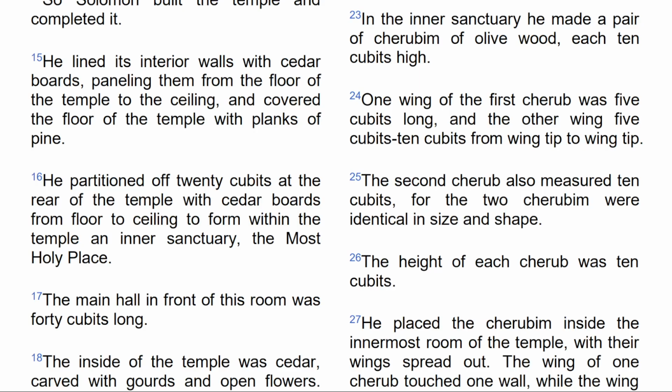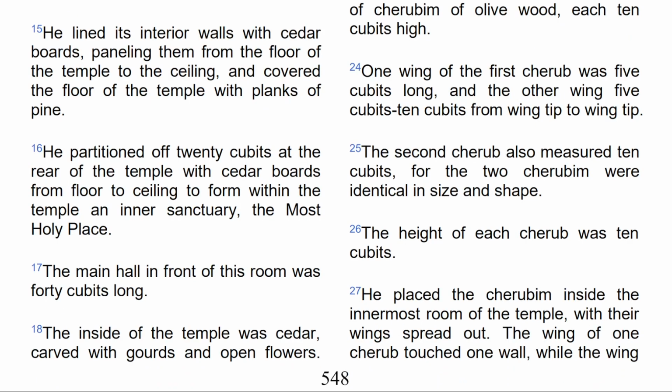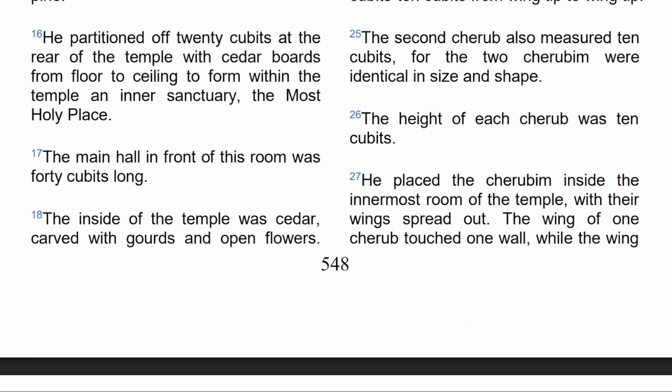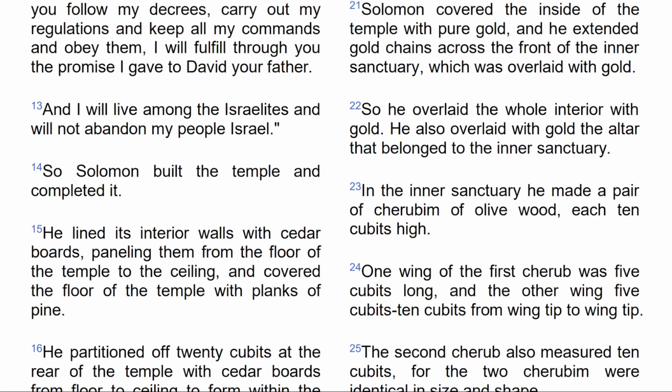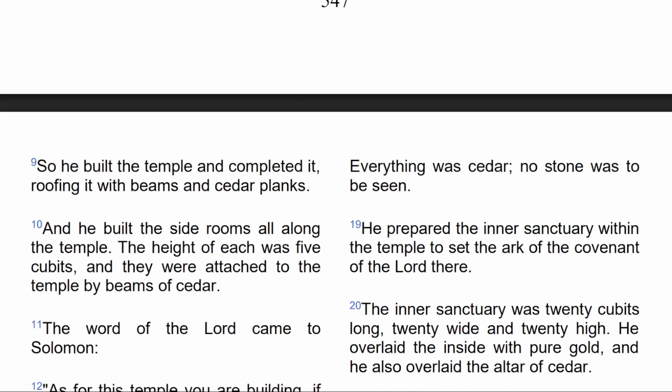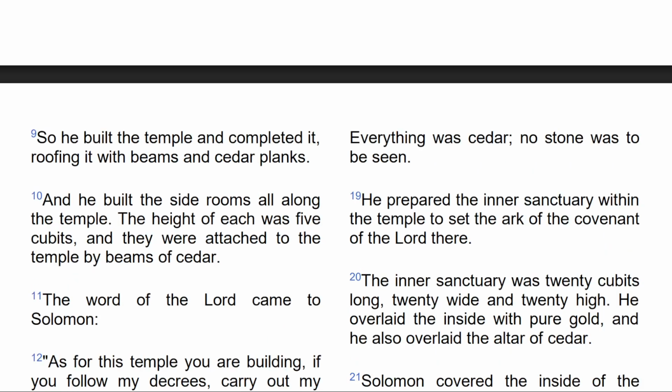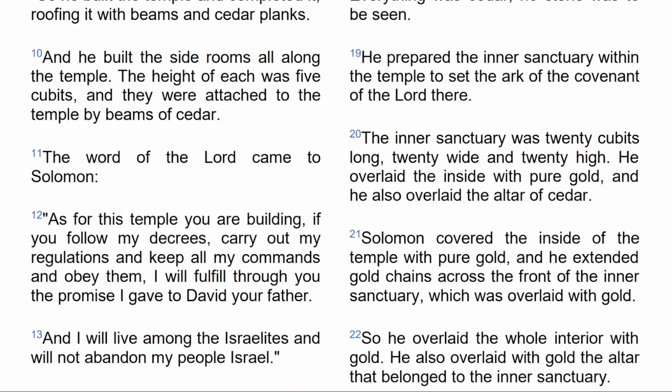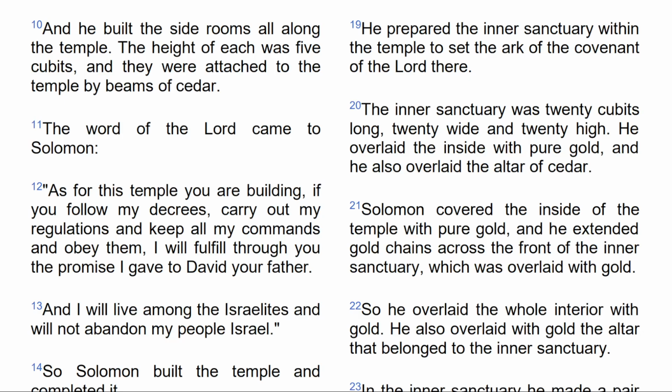The main hall in front of this room was 40 cubits long. The inside of the temple was cedar, carved with gourds and open flowers. Everything was cedar, no stone was to be seen. He prepared the inner sanctuary within the temple to set the ark of the covenant of the Lord there. The inner sanctuary was 20 cubits long, 20 wide, and 20 high.